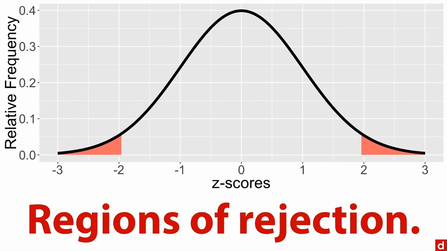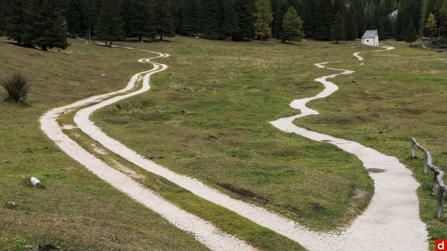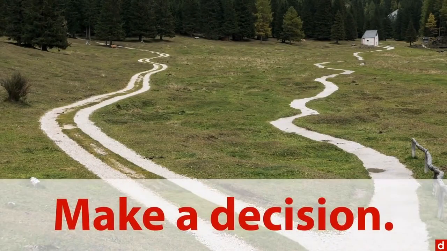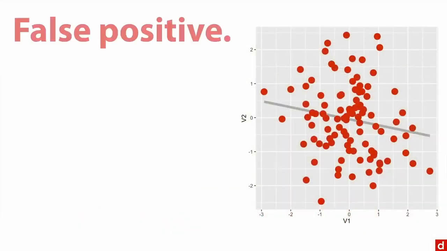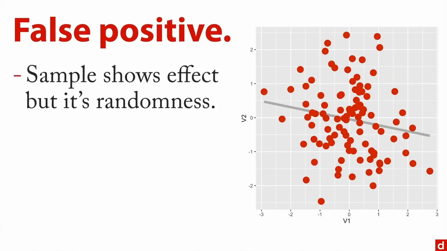Now, the idea is then you gather your data, you calculate a score for your data, and you see where it falls in this distribution. And I like to think of that as you have to go down one path or the other. You have to make a decision and you have to decide whether to retain your null hypothesis, maybe it is random, or reject it and decide, no, I don't think it's random. The trick is things can go wrong. You can get a false positive. And this is when the sample shows some kind of statistical effect, but it's really randomness.